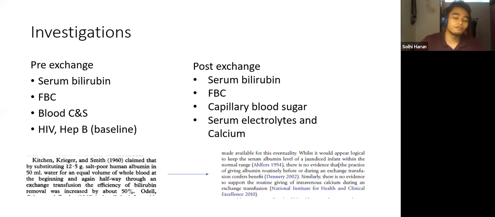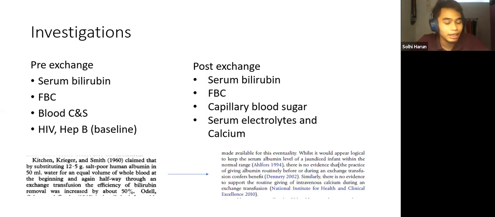So investigation, we have to do a few investigations before the procedure and after the procedure. So before the procedure, you need to order serum bilirubin, full blood count, sensitivity, and HIV and Hep B for baseline. And post-exchange, you need to measure the serum bilirubin again, FBC, capillary blood sugar, and serum electrolytes and calcium. So previously, they recommended that we give albumin as well as calcium gluconate.